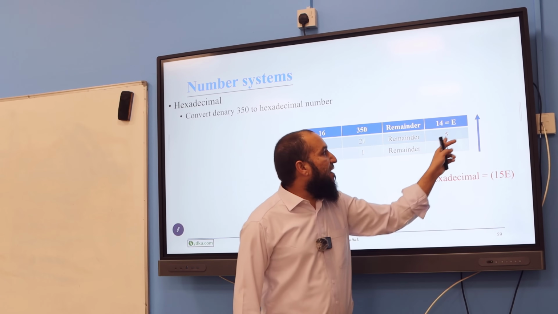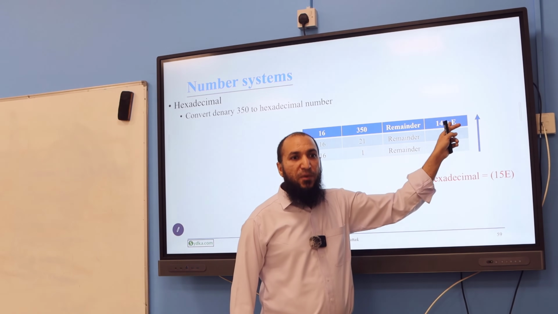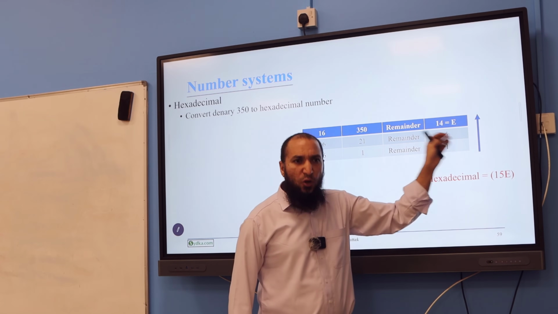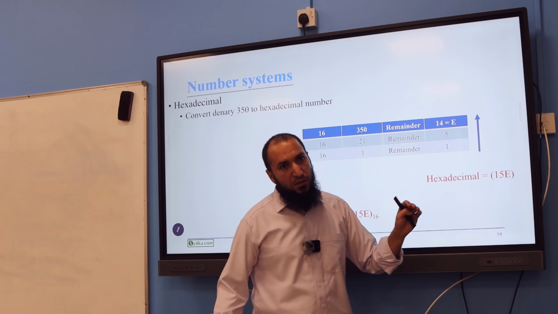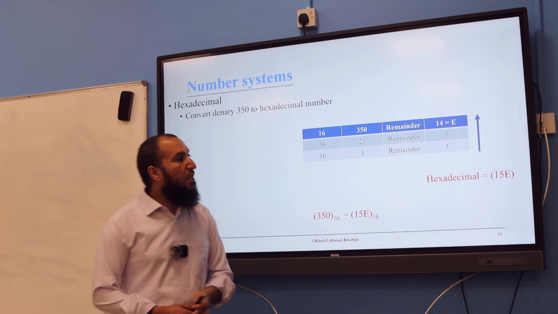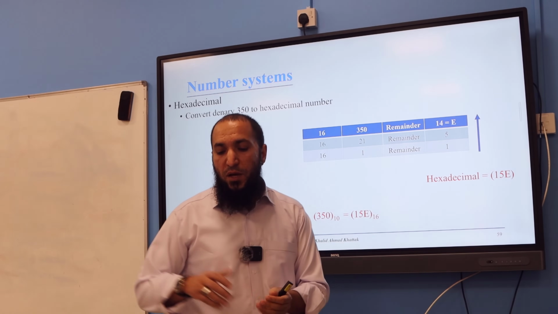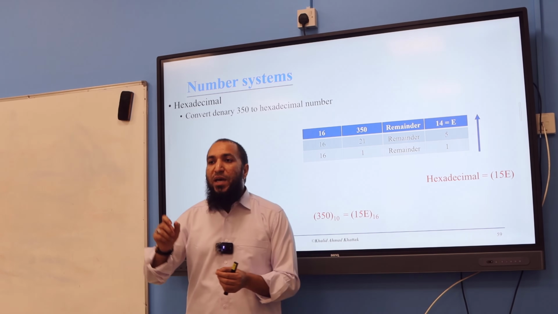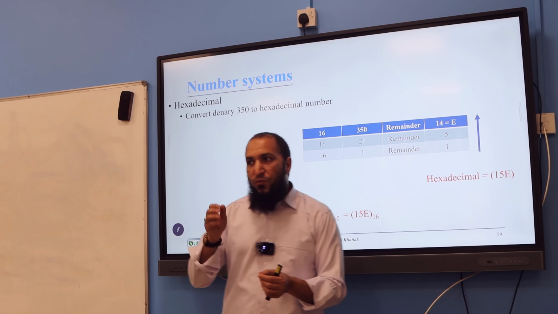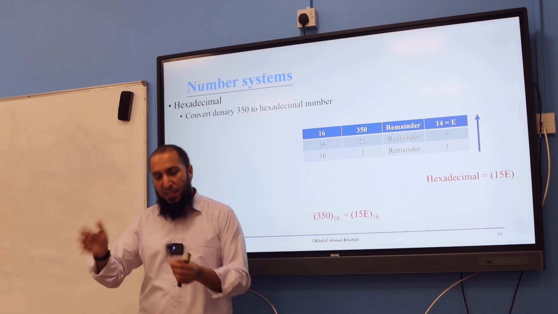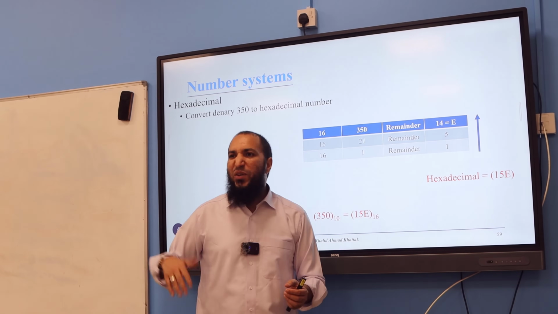If something is bigger than 9, it will be an alphabet letter. Something 9 or lower is going to be 0 to 9. So why would 14 be E? 14 is above 9, so remember in hexadecimal for 10 we have A, for 11 B, 12 C, and so on and so forth, up to 15, which is F.